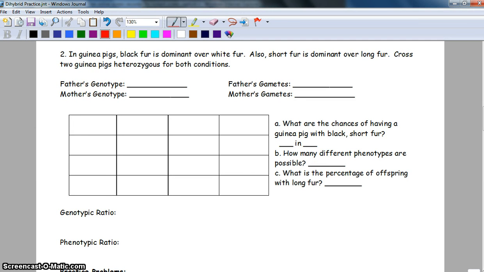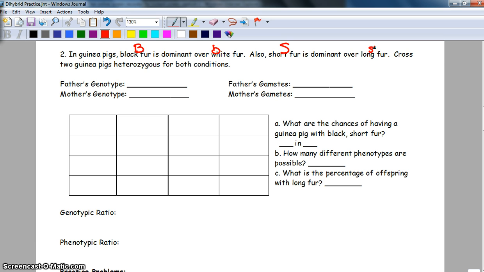We are now on number 2 of our dihybrid cross examples. If we read through it, it says in guinea pigs, black fur is dominant over white fur. So let's start assigning some alleles here. Also, short fur is dominant over long fur. So a big S for short, little s for long.